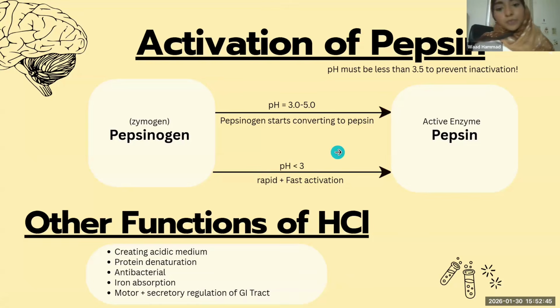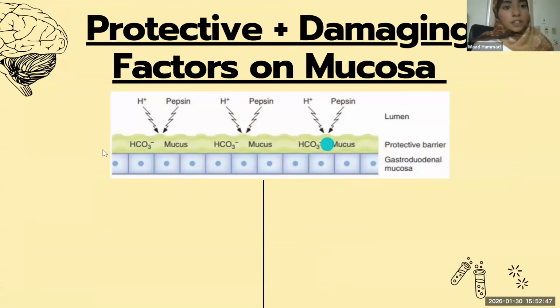So it's very useful. Okay, now we're going to be talking about the protective and damaging factors on the mucosa. Obviously HCl is good for a number of reasons, but if it becomes too much, if the environment becomes too acidic, it can also be very dangerous. Again, because of ulcers, because of damage, you have a hole, and no one wants a hole in their stomach. So that's why it's pretty bad for you.